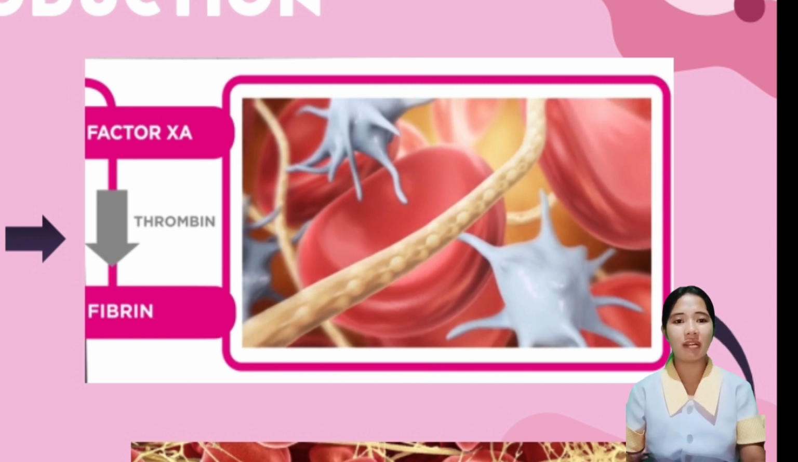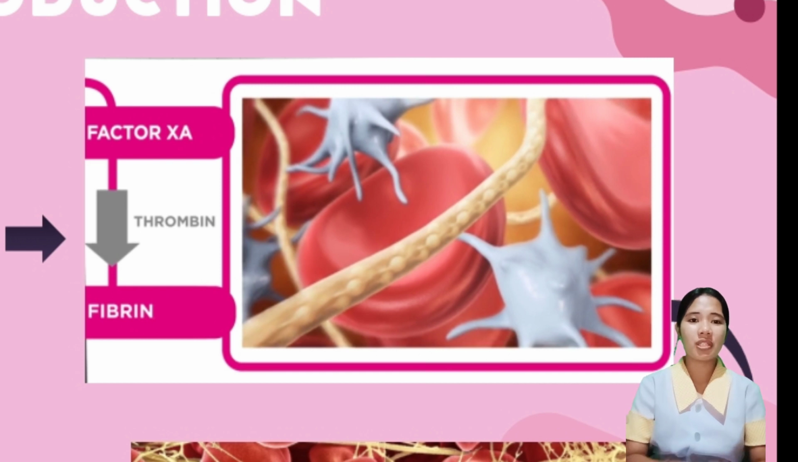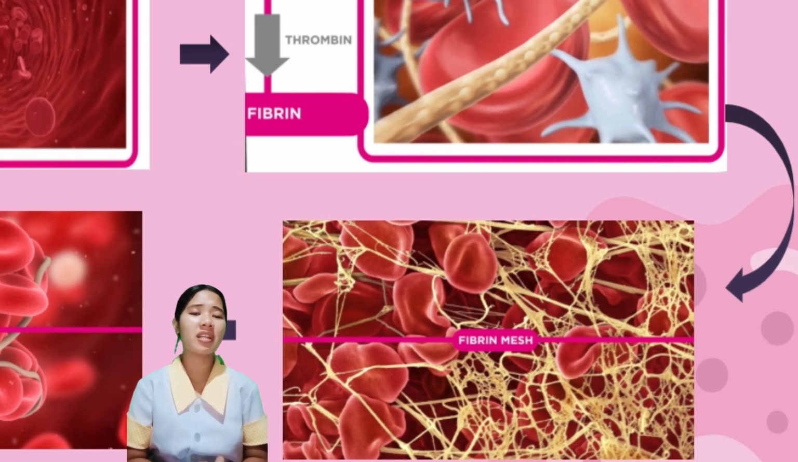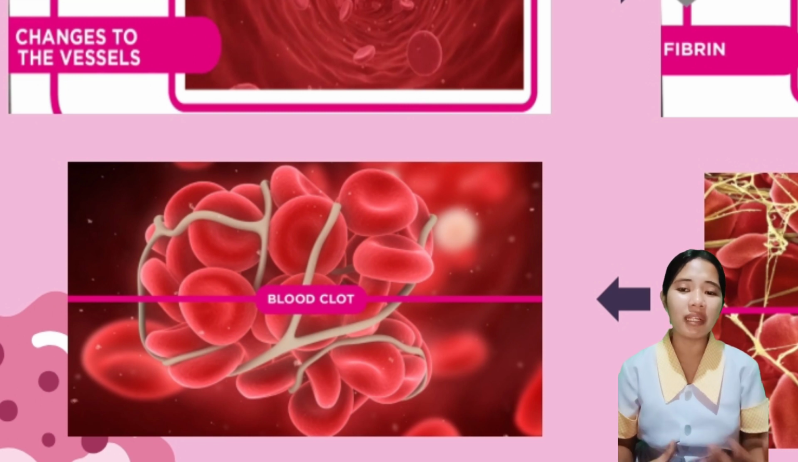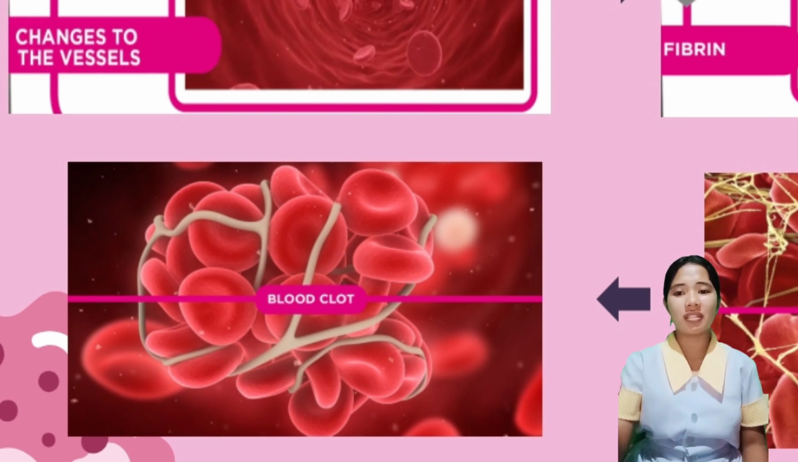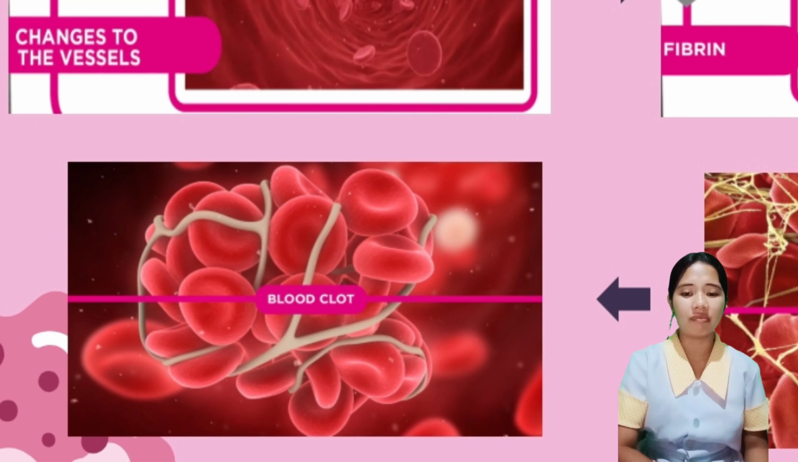As you can see in our pictures, there's a long strand which can cross-link and form a mesh. This mesh will trap the passing red blood cells and platelets. Over time, it will build up to form a clot. That is a sample of a blood clot.